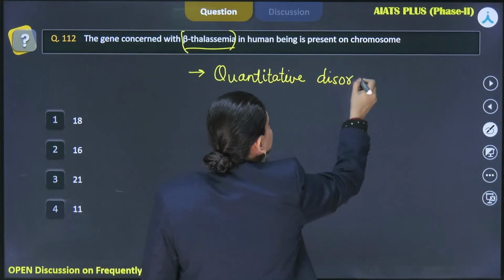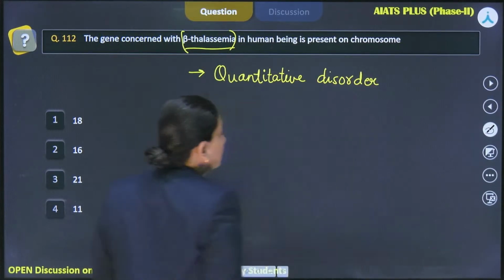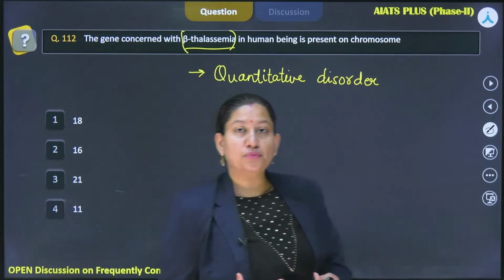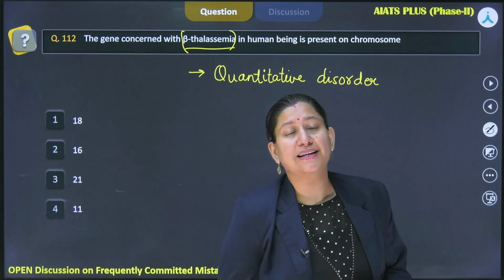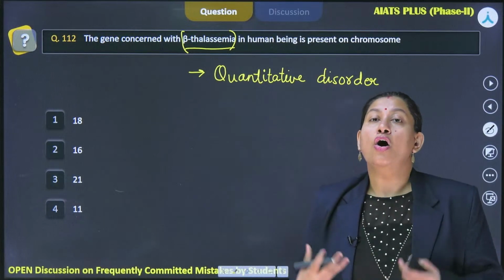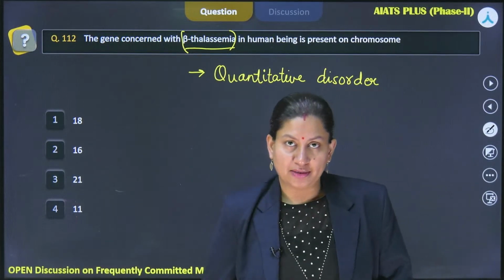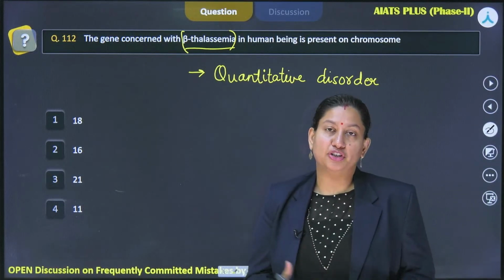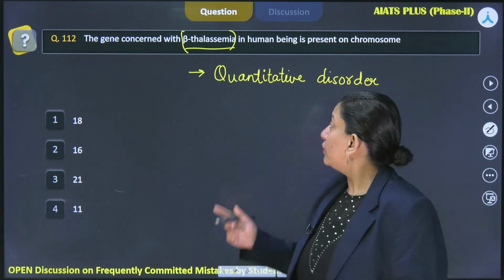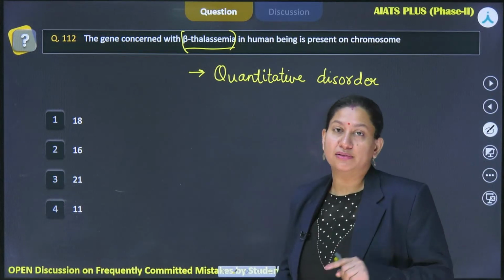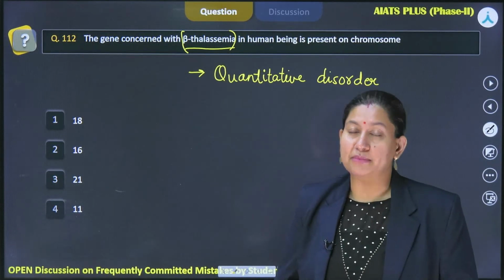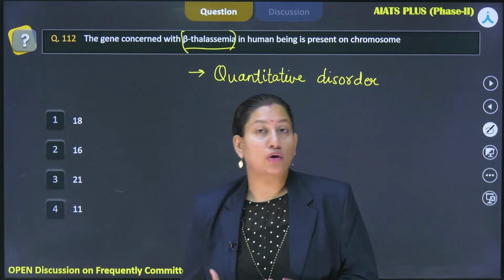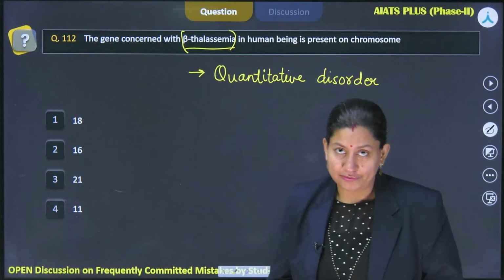Why are we calling it a quantitative disorder? Because the severity of this disease is based on how much less synthesis of the globin chains of hemoglobin is occurring, right? Hemoglobin is composed of various chains like alpha chains, beta chains. So if there is a reduced synthesis of either of the chains or both of them, that's how we decipher what kind of thalassemia the person is having, right?